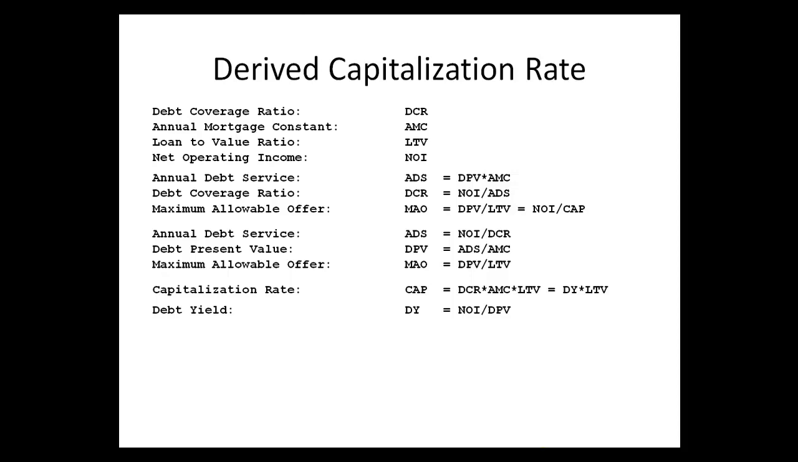The debt yield is calculated as the net operating income divided by the debt present value. If we substitute for debt present value, we get the annual debt service divided by the annual mortgage constant. And now substitute the annual debt service as NOI divided by debt coverage ratio. And then invert the reciprocal. We now have NOI on the top and bottom of a division, so they cancel out, leaving just debt coverage ratio times annual mortgage constant is the debt yield.